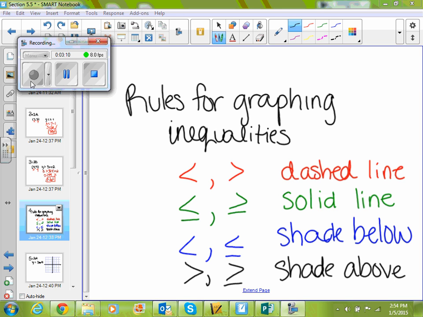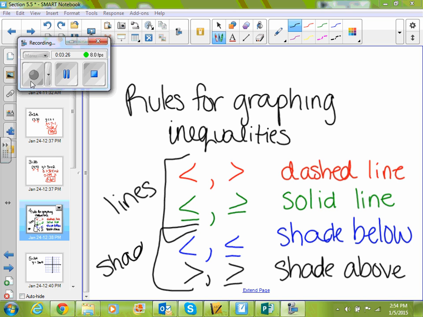Okay, so there's two sets of rules here. The first one deals with how we graph our lines. Okay, so solid line or dashed line, those are the first set of rules. The second set of rules is how we shade. Okay, so the second set deals with how we shade our graphs.